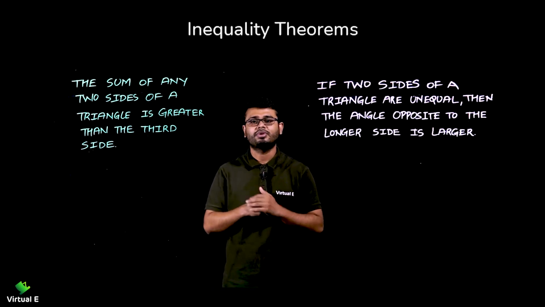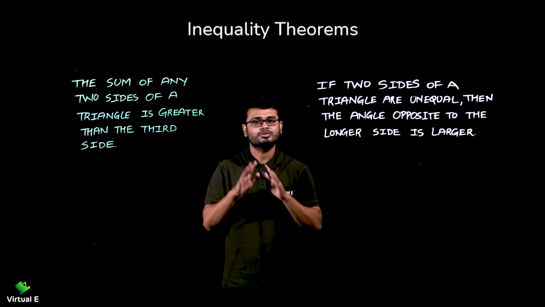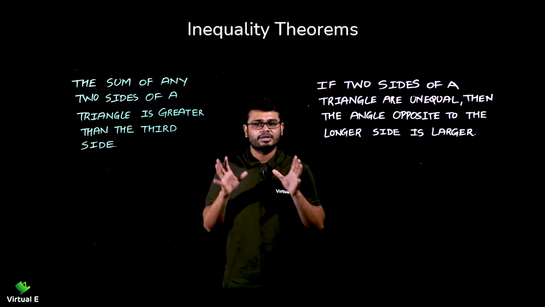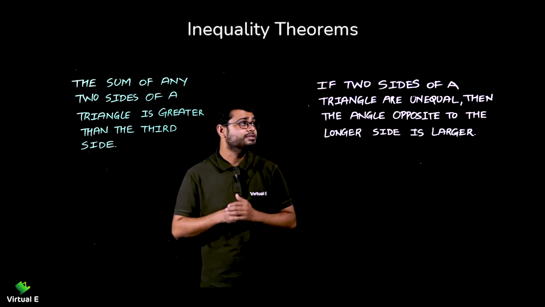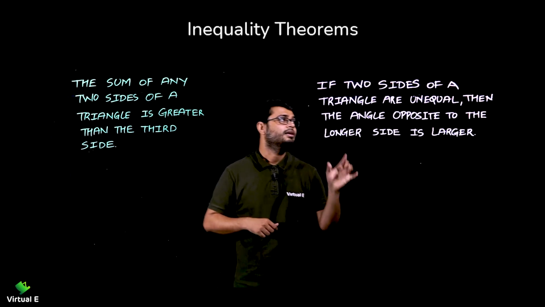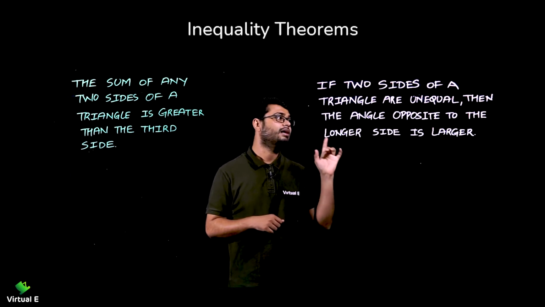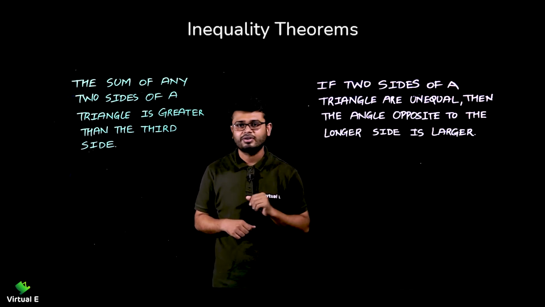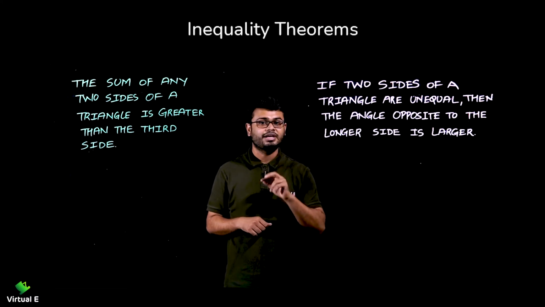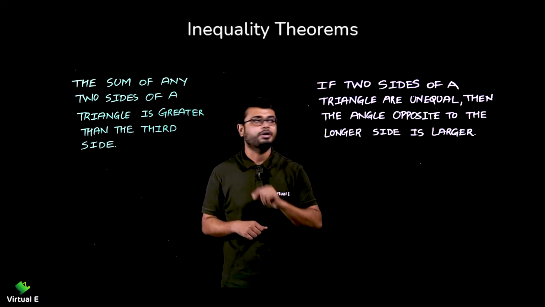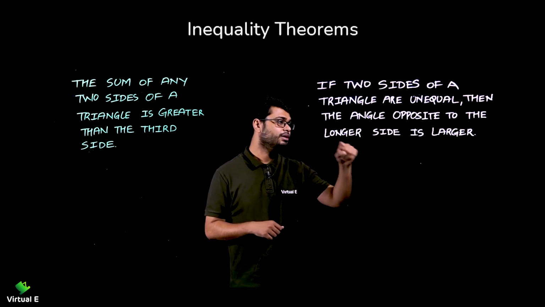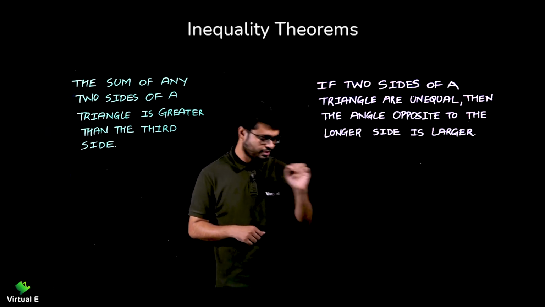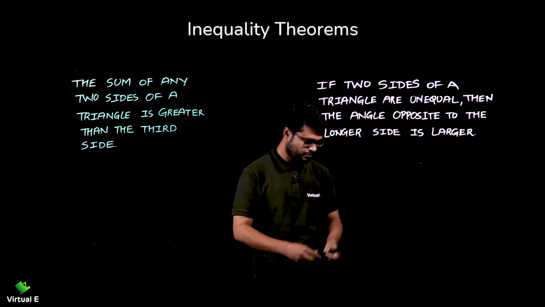There are two most important theorems that we need to understand. We are not supposed to prove that. So we are going to understand the theorem, then we are going to do problems based on that. So the first is this one. If two sides of a triangle are unequal, means not equal, then the angle opposite to the longer side is larger. Let me explain what it means here.